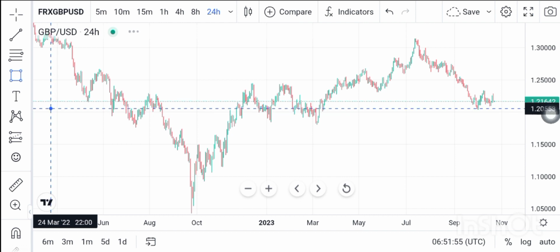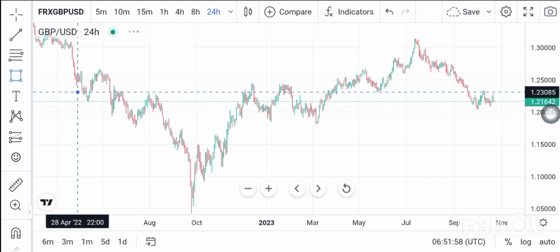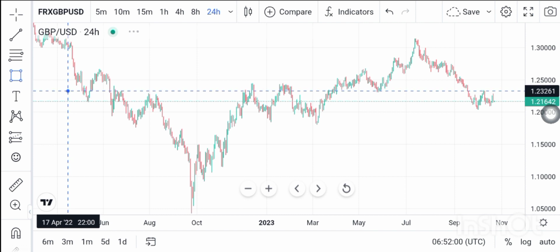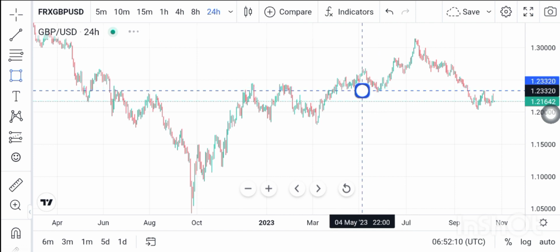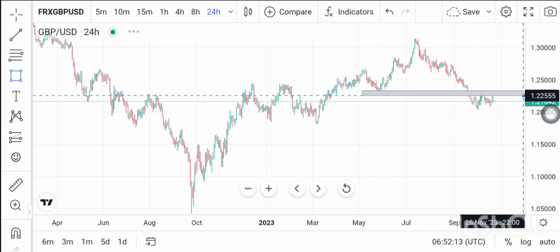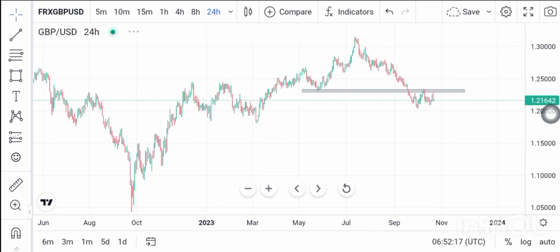And the ones I can see clearly here, I think this zone is valid. The zone here, yeah, this zone is valid. Let's use this. This is a valid key level. I'm going to explain why it is valid. That level is valid.